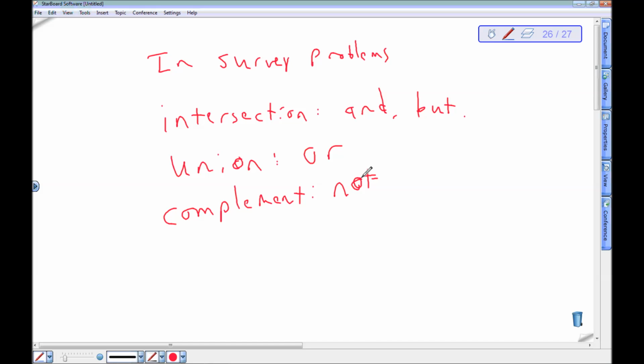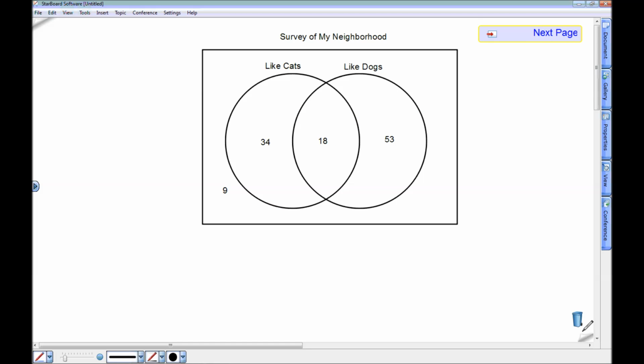So let's look at a survey that I didn't take. I totally made up the results of. But let's look at a survey and how these kind of work. Here, let's say I surveyed my neighborhood and I organized my survey this way. I've got my circle for people that like cats, my circle for the number of people that like dogs, I've got their crossing, and let's just look at these numbers.